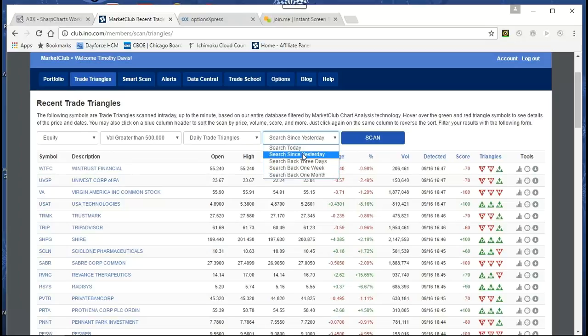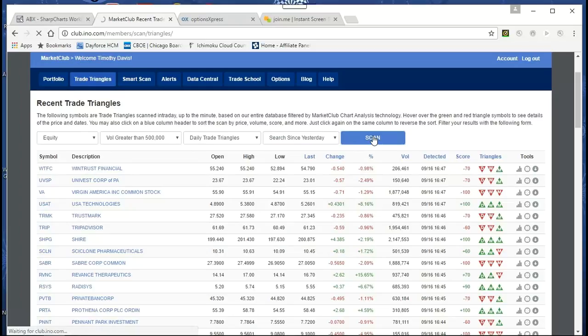Let's look at, so today is Saturday, let's look at yesterday. All right. So what this is going to do when I hit the scan, it's going to scan all the stocks from yesterday, anything that's an equity, anything that has a volume greater than 500,000, anything that has a daily trade triangle, red or green, and anything that just got the signal, just was alerted yesterday. So you click on scan.